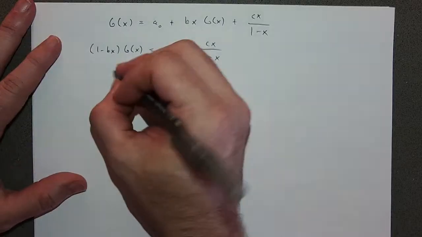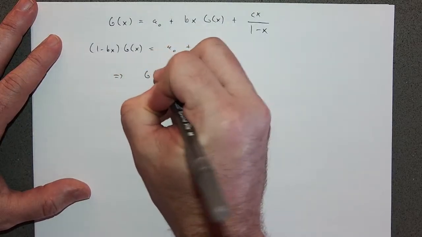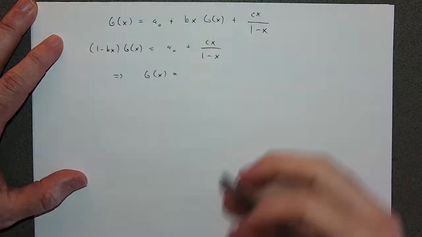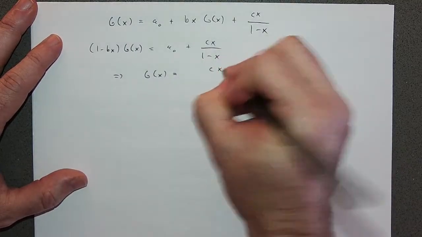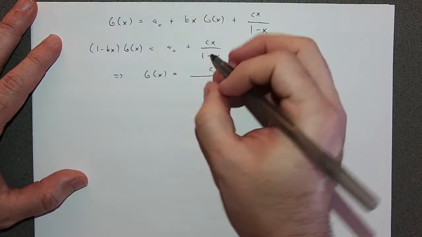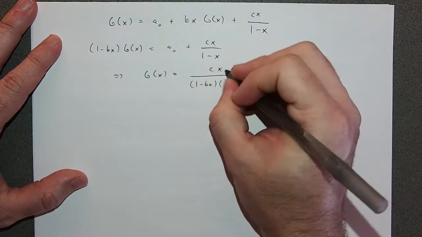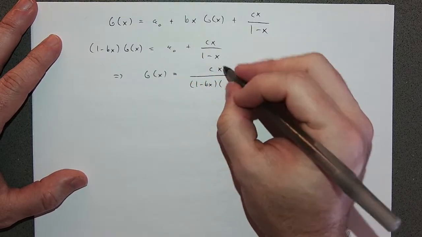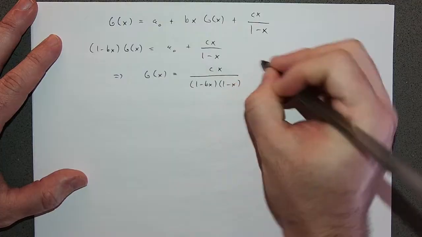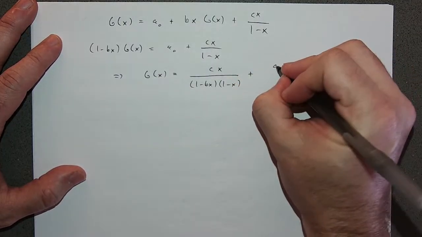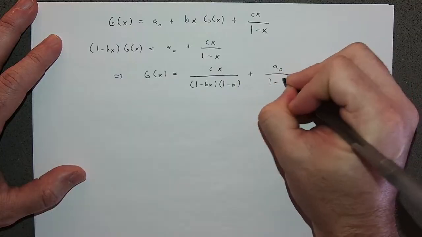So that g of x is, I'm going to write this term first, cx over 1 minus bx times 1 minus x, plus a naught over 1 minus bx.